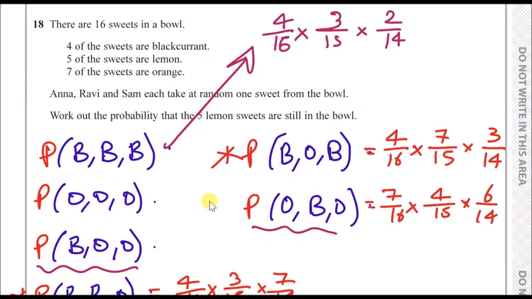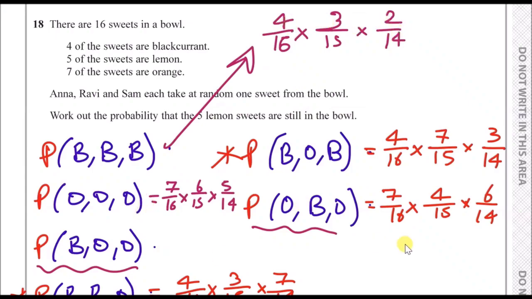And then the last one will be all oranges. Well, this is just simply going to be, to get an orange, you got 7 out of 16. Another orange, 6 out of 15. And then a third orange, you got 5 left out of 14. And that's it, guys.